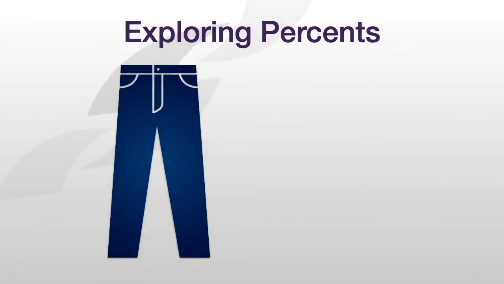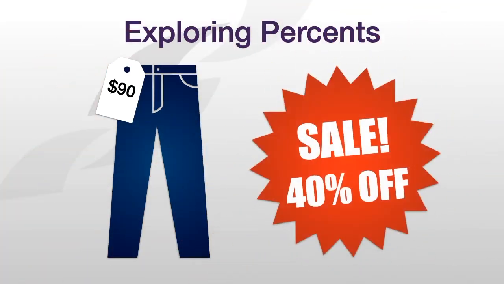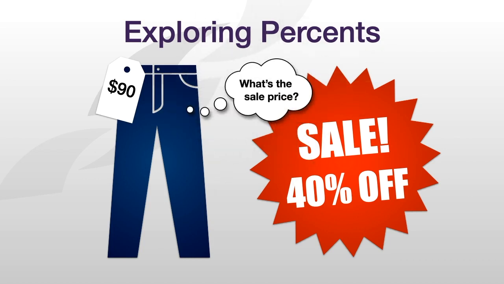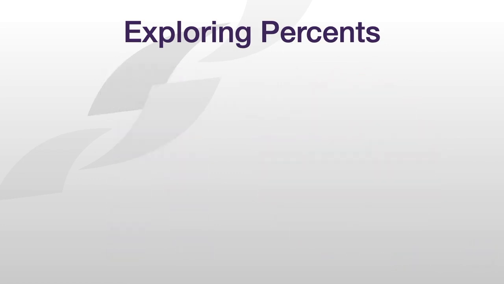Suppose you are looking to buy a pair of jeans. The regular price is $90. They are on sale for 40% off. What is the sale price? What mental math strategies can you apply? This time, I'll represent a strategy using a number line, labeled with both percents and dollar amounts.